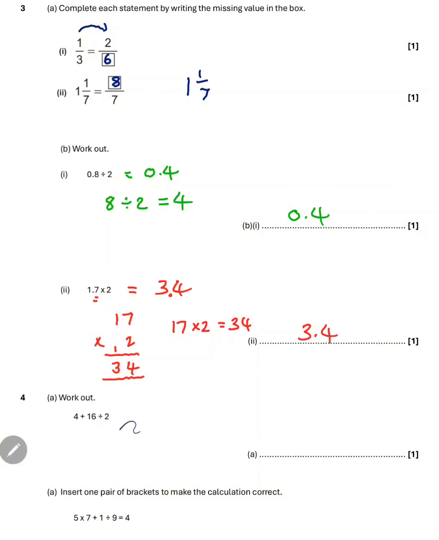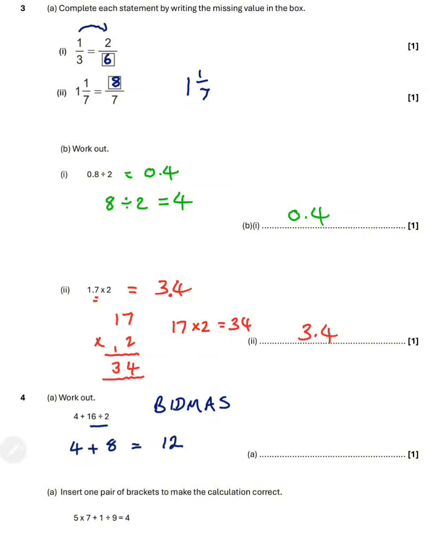So let's have a look at this. 4 add 16 divided by 2. Don't rush with these. Division comes before addition. If we just write BIDMAS down to remind us, working left to right, division before addition. So we need to do 16 divided by 2 first. And you get 4 plus 16 divided by 2 is 8. And then we can just work that out. 4 add 8 is 12.